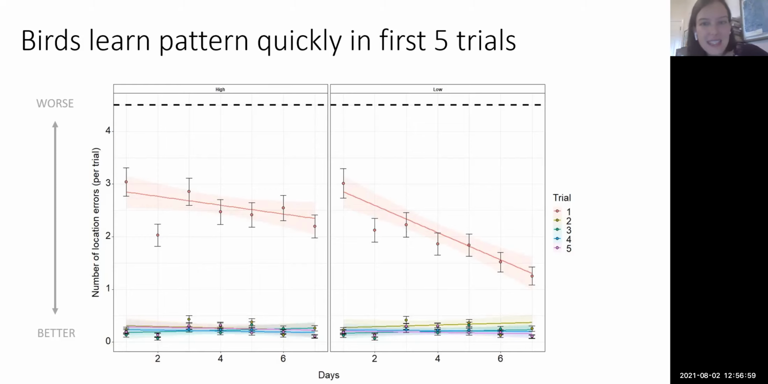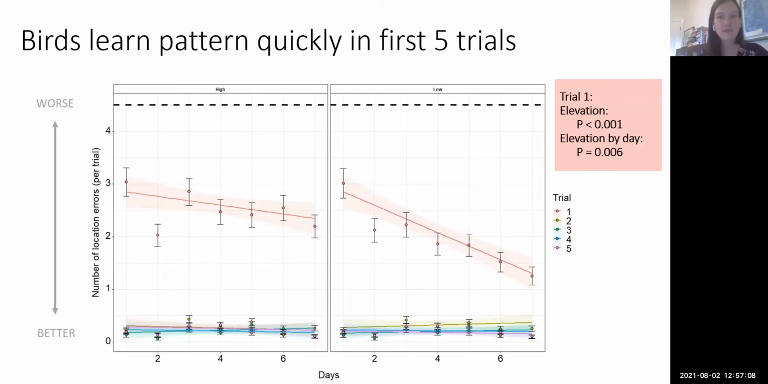The other thing that is really noticeable here is that there is a difference between high elevation on the left and low elevation on the right in that first trial per day. And this is significant, and birds at low elevation are learning faster across the 7 days of the experiment. The fact that the total number of errors does decrease suggests that they are learning the pattern better, and they are potentially learning where they're supposed to go next and learning to predict.